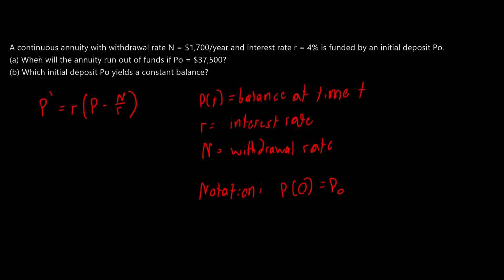That is important to know, because part A is asking when will the annuity run out of funds if P sub 0 is $37,500. This equation is not very helpful to us because all it's going to tell us is a rate of how fast the balance is changing. But what we want is when the annuity will run out. We want the balance to be 0. So what we have to do is get the antiderivative of this equation and bring it to P of t. By doing so, we're going to be able to just plug in 0 to P of t and figure out when we will run out of funds.